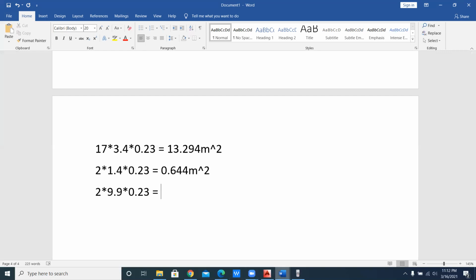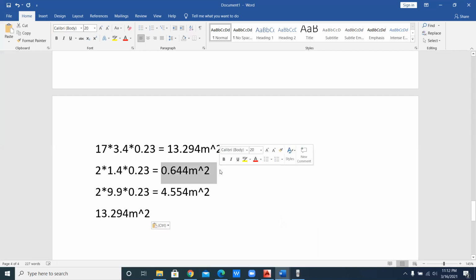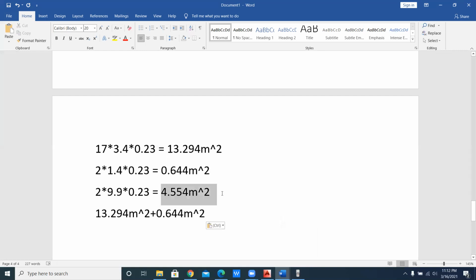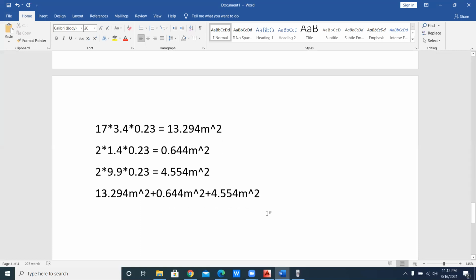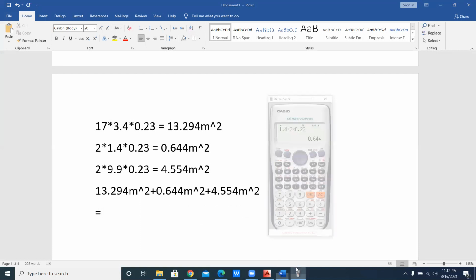You will get the value 4.554, okay? 4.554 meter and that of the square, okay? So you want to add all this, okay? This one I'm going to copy with this to save my time. Equal to, now you will calculate this.